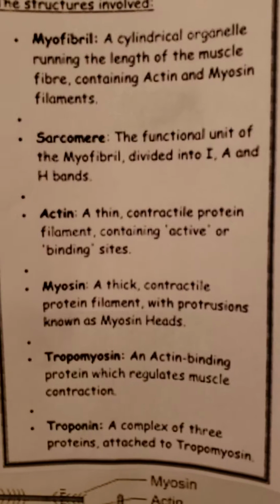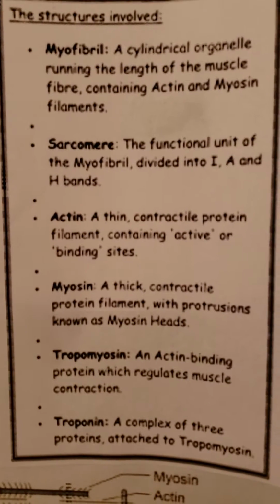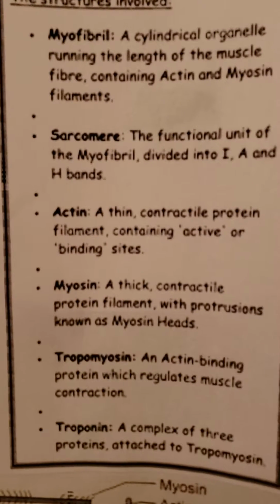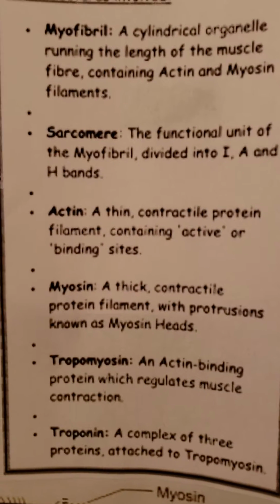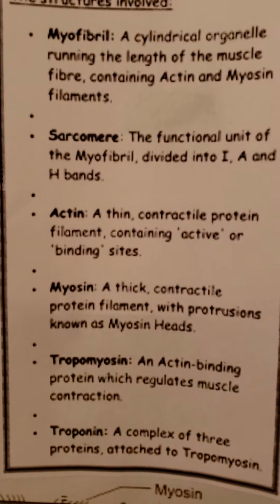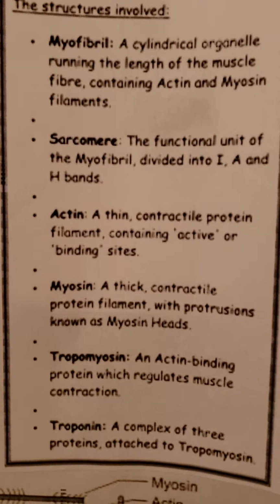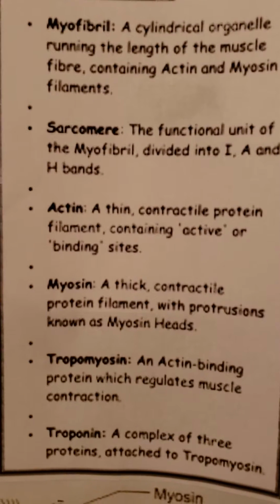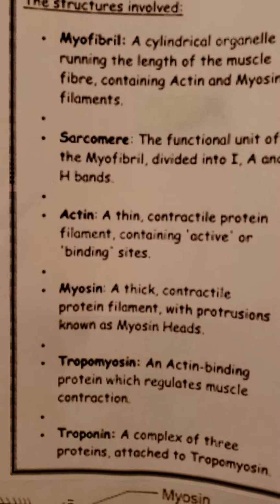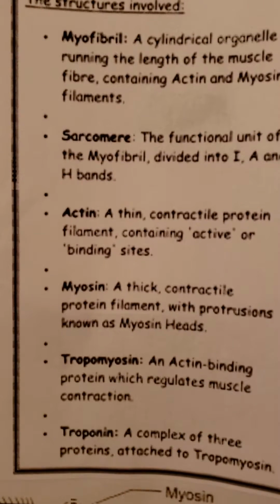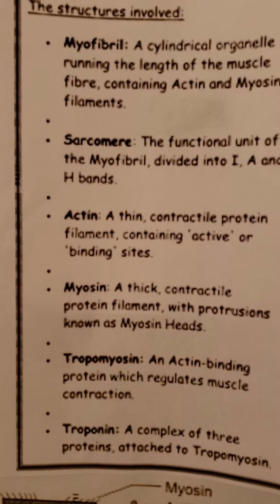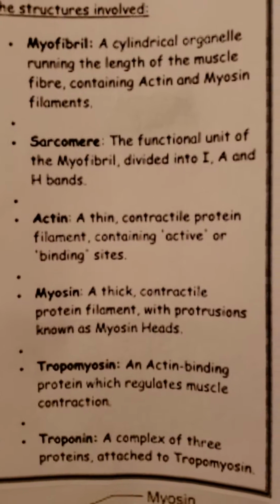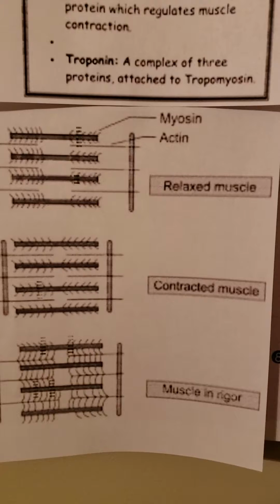Actin is a thin contractile protein filament containing active or binding sites. Myosin is a thick contractile protein filament with protrusions known as myosin heads. Tropomyosin is an actin binding protein which regulates muscle contraction. Troponin is a complex of 3 proteins attached to tropomyosin.